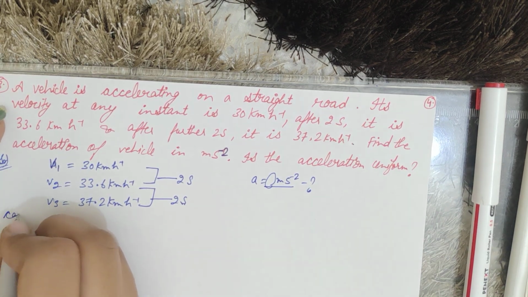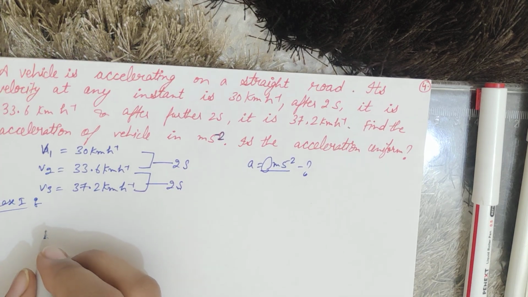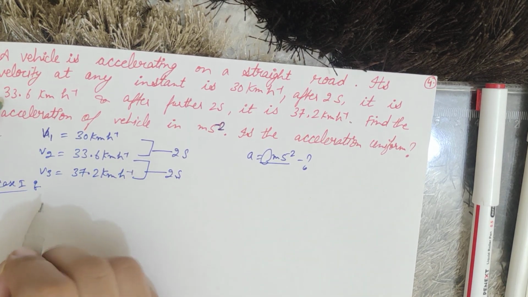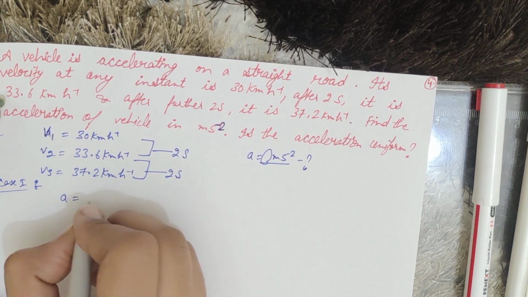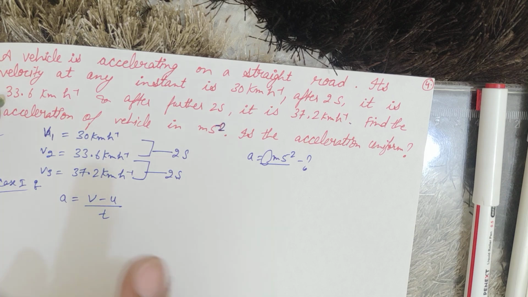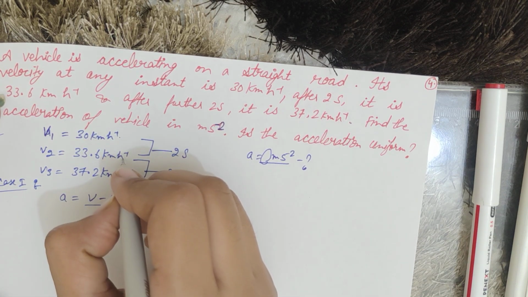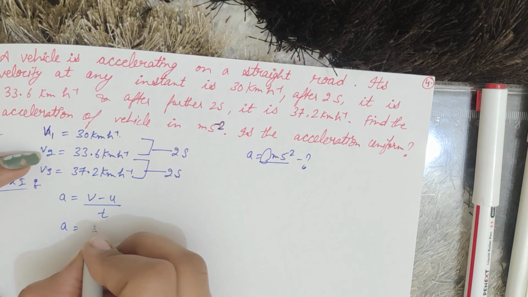So let's start with the first case. 2 cases will arise here. How? Because by using these 3 velocities, we will have 2 cases. The first case: change in velocity is the acceleration. So A is equal to (V minus U) divided by T. In this, we will use the first velocity V1 and the second velocity V2, where V2 is the final velocity.